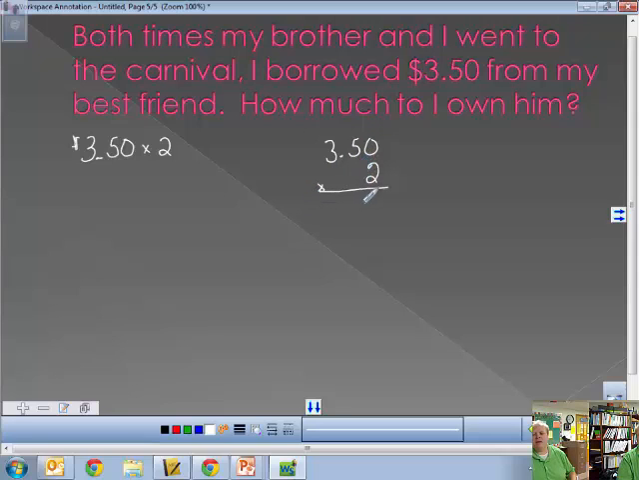Okay, well, 2 times 0 is 0. 5 times 2 is 10. I carry my 1. 3 times 2 is 6, plus 1 is 7. Now remember, with decimals, I have to look at the problem. How many decimal places do I have in my problem? I have 2 after the decimal, 1, 2. So I must have 2 in my answer. So I actually will owe him $7.00.